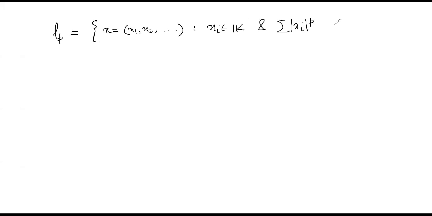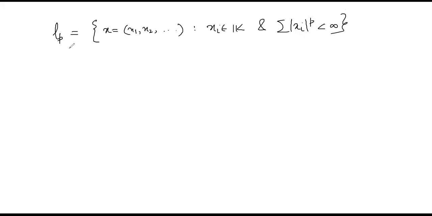So what we were doing before, I have to repeat. I was talking about a pth power summable sequence. By that I mean, pth power summable sequence means, which I wrote as small lp, it was all scalar sequences x1, x2, such that xi is a scalar and the summation of mod of xi raised to power p is less than infinity.